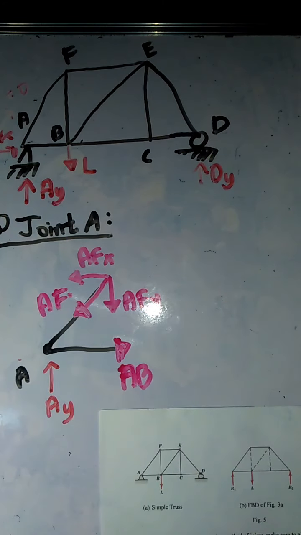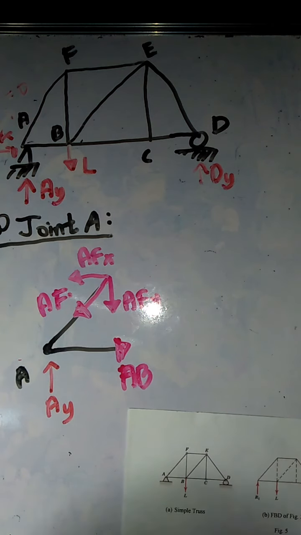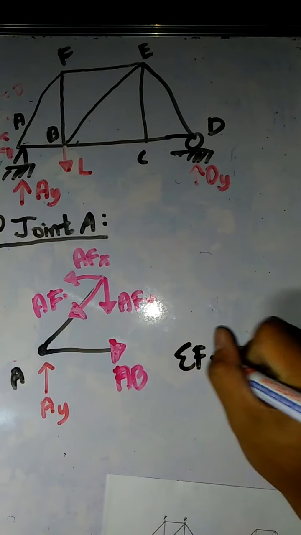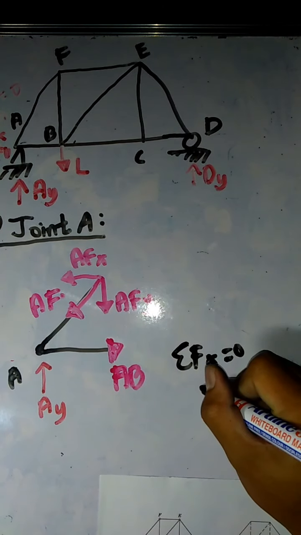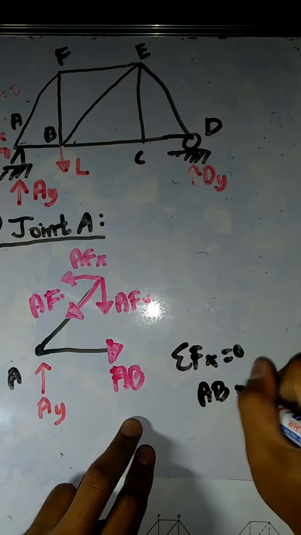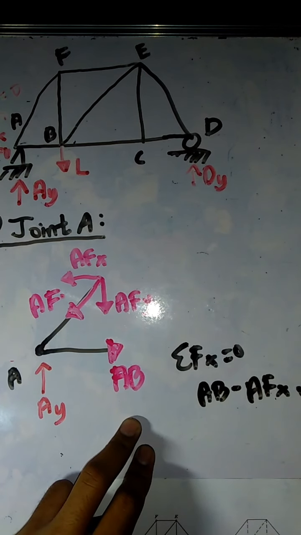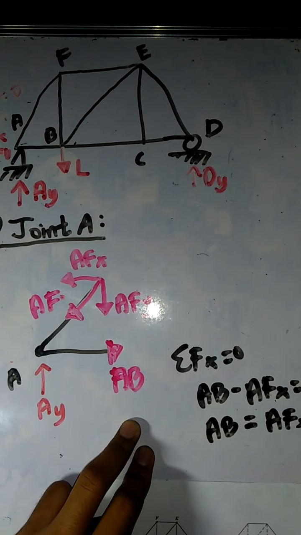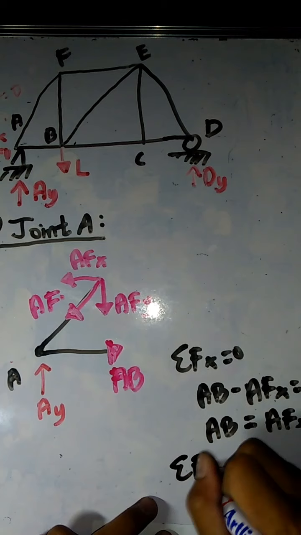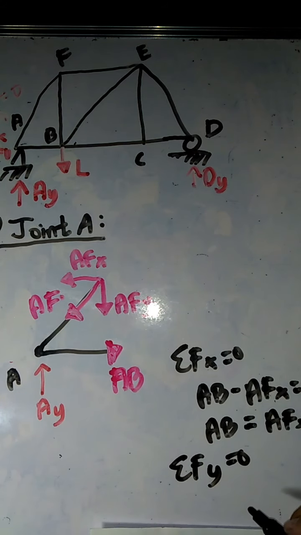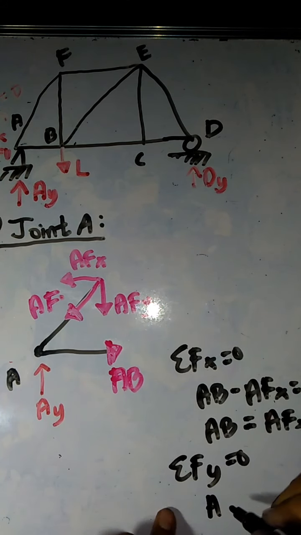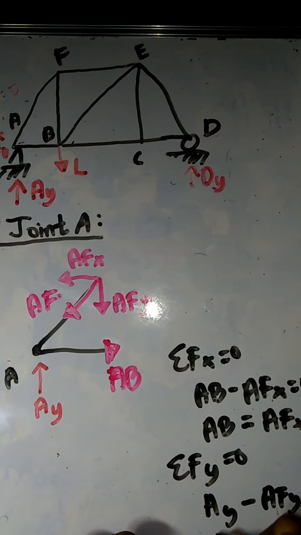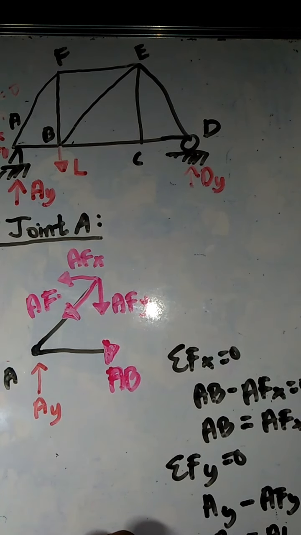Kung isusulat natin yung equilibrium equations, summation of all forces at x equals to 0, si AB natin minus AFX equals to 0. So, AB is equal to AFX, equilibrium. Tapos, summation of FY equals to 0. May AY minus AFY, equilibrium, okay? AY is equal to AFY.